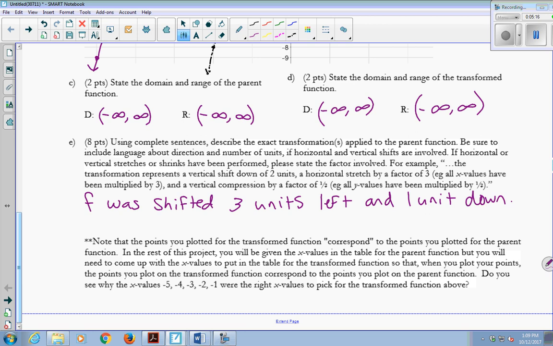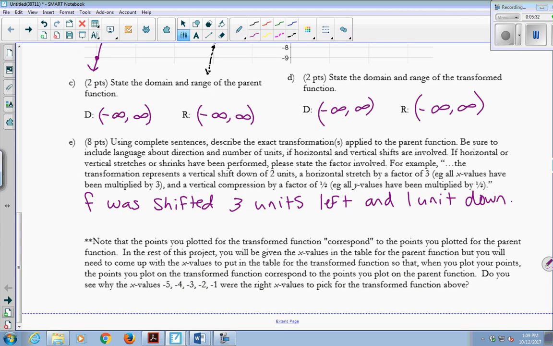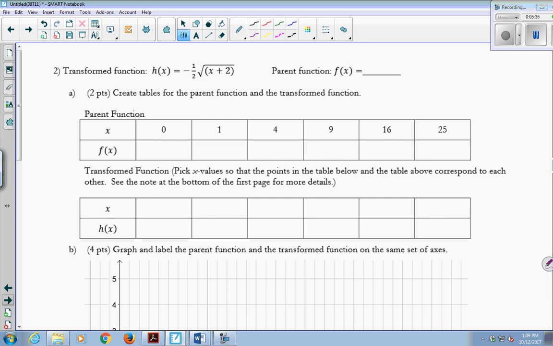Note that the points you plotted for the transformed function correspond to the points you plotted for the parent. That's what I was showing you with the arrows here. They correspond to the transformation. So that's the first one. But after this one, I didn't give you the x values for the transformed function, but I do want them to correspond to the points in the parent function table. All right, I think that's good to get you started. That was sort of the easiest one, but at least you get the idea of what you're supposed to be doing.